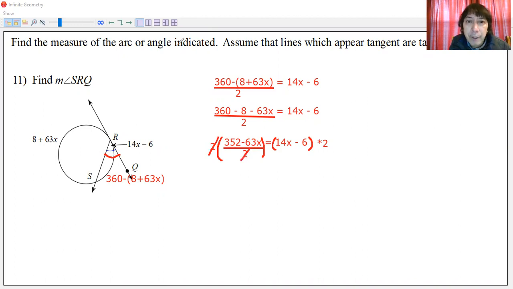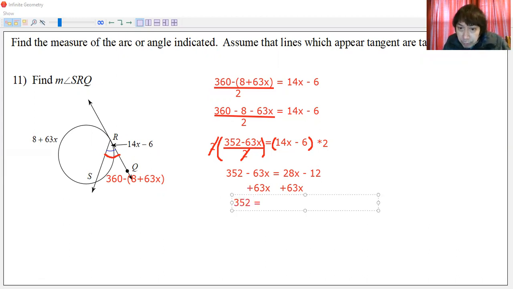All right, so we have the left side at 352 minus 63x must be equal to, how much is that? 28x minus 12. There. All right, simplification. We shall add 63x plus 63x, and it follows we will have 352 is equal to, how much is that? 11 and 1, that's 91x. Yes, minus 12. There. 11 carry 1, and that's 91x.